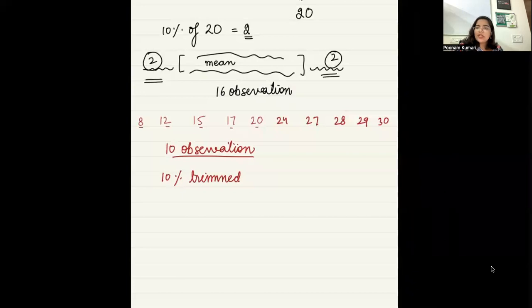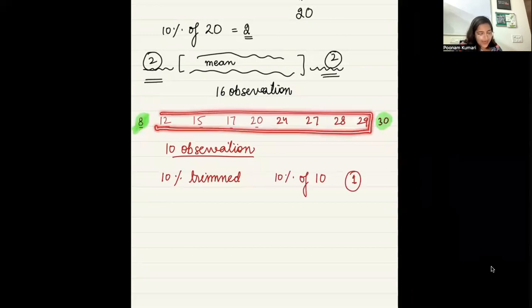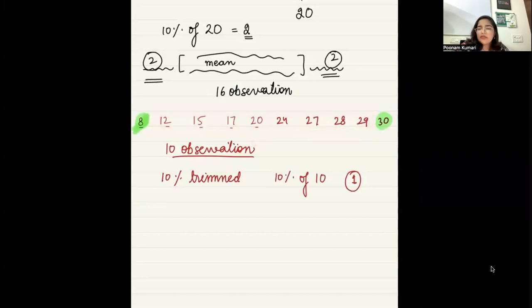If somebody says please find the 10% trimmed mean, first find what is 10% of 10, the number of observations. 1. So you remove 1 observation from the left and 1 observation from the right when your data is put in ascending order, and whatever is left in between, add all these numbers and divide by 8. Whatever number comes is your 10% trimmed mean. Is that okay?